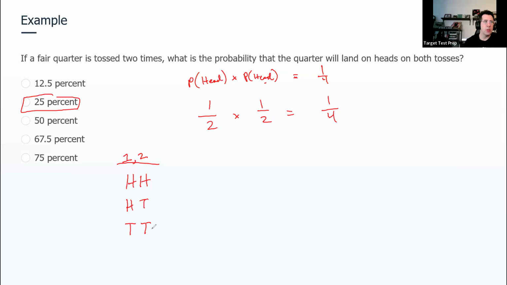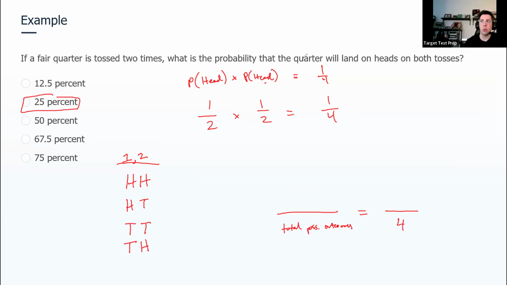Yeah, what's the fourth possibility, Steele? I only got 3 here. Yeah, TH, tail and a head. Okay, so wait a second. So there's 4 total possible outcomes, right? Total possible outcomes. If we toss a coin twice, there's 4 possible outcomes.